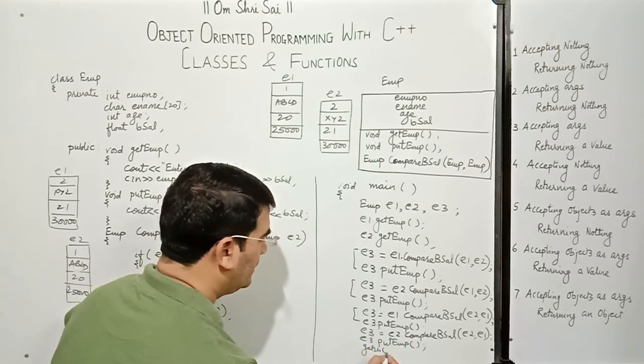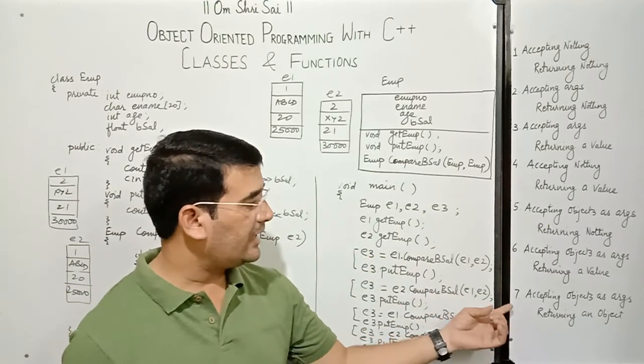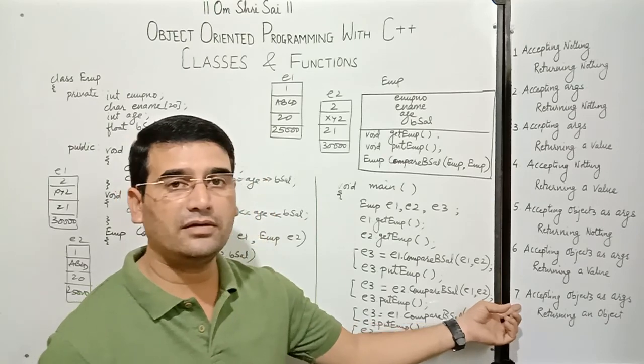getch, and this program will be closed. So this is all about the function category: function accepting objects as arguments and returning an object.